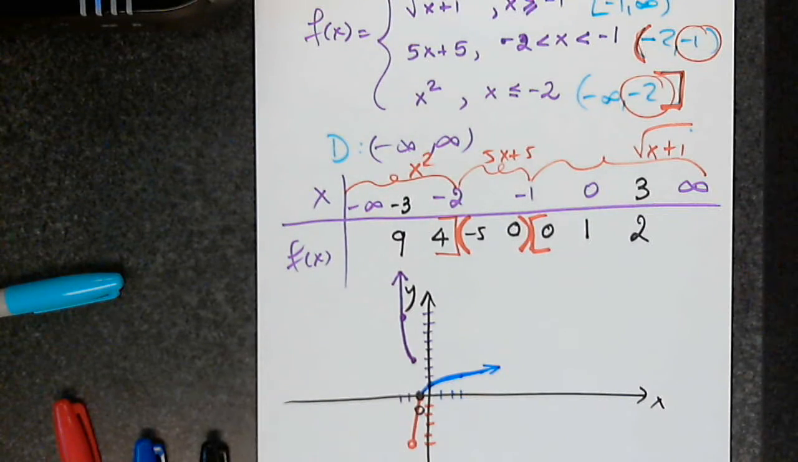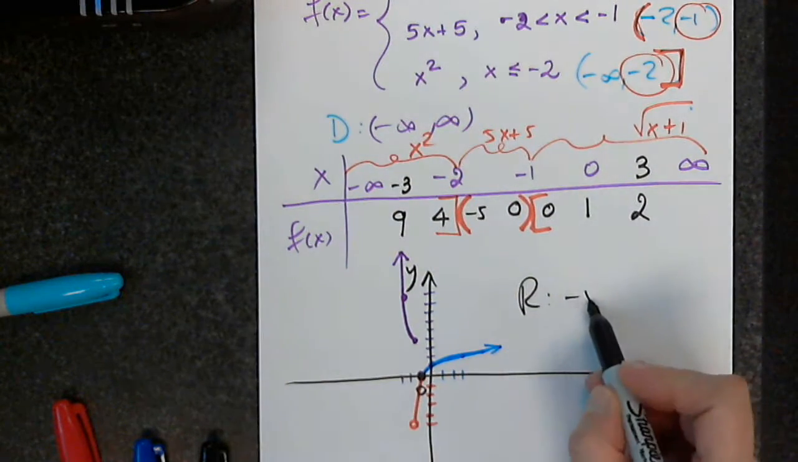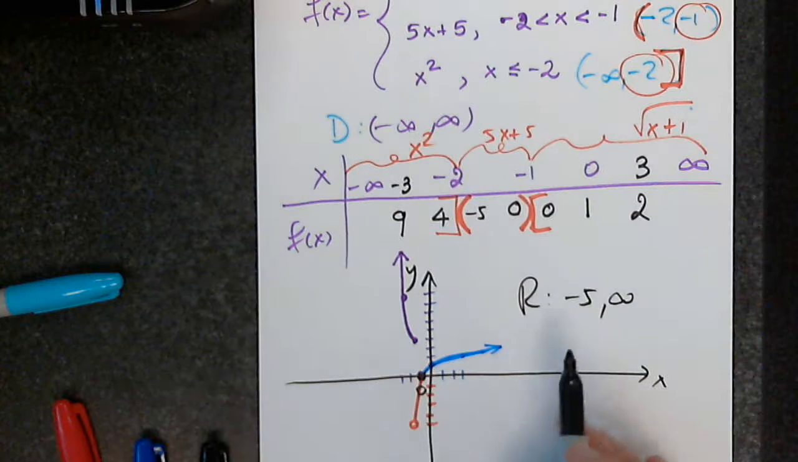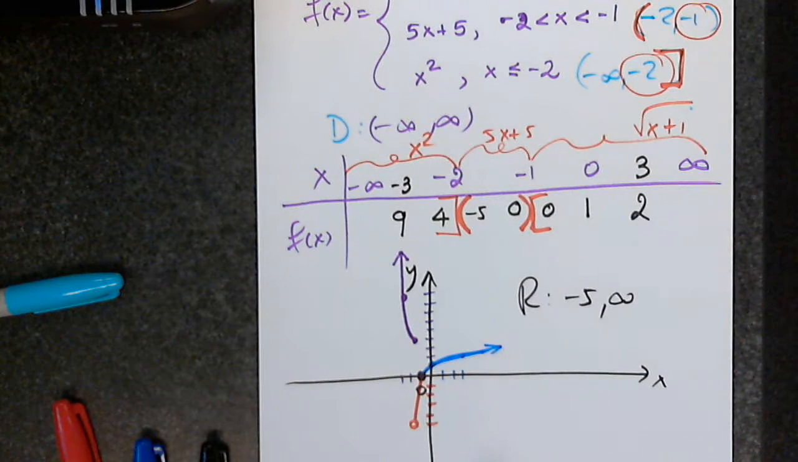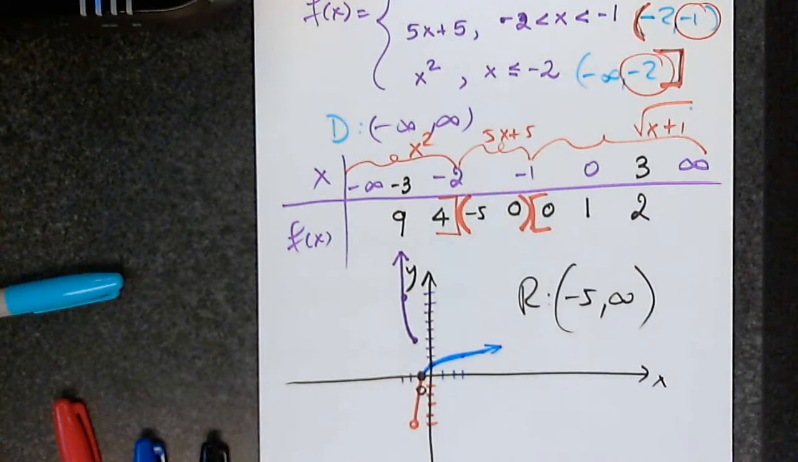Can anyone give us the range of this function? -5. 2. What happens at -5? It's 9. Very good. The range is indeed -5 to infinity. Perfect. Good. Next type of problem that you can think of.